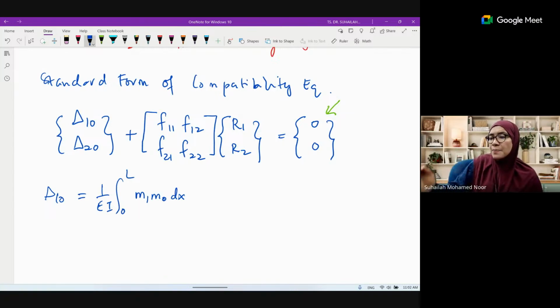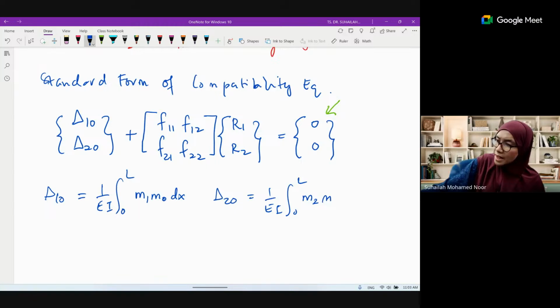Okay, now look at the notation we use. Delta 1 naught means 1 over EI, M1 M naught. Then what else do we have? Delta 2 naught. Delta 2 naught means 1 over EI from 0 to L, M2 M naught dx.